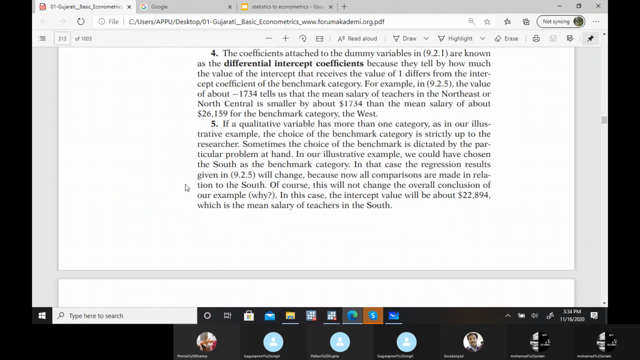Pallavi said we have to change it if that... no, that's not the criterion. Pallavi, what I mean is that which category is the benchmark, you have to decide before the regression, not after the regression.